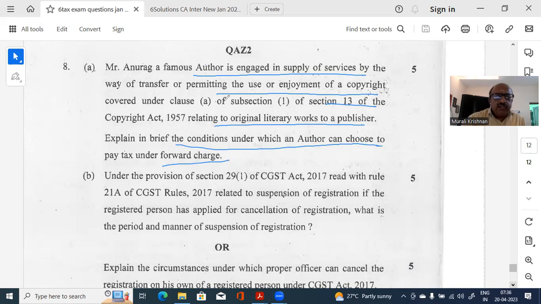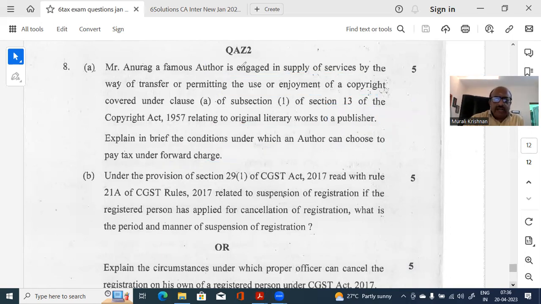See, normally with this copyright, he is writing a book, so the publisher is supposed to do reverse charge. But can he do forward charge is what they are asking. Now, that is the question. That means he is actually not required to do forward charge.